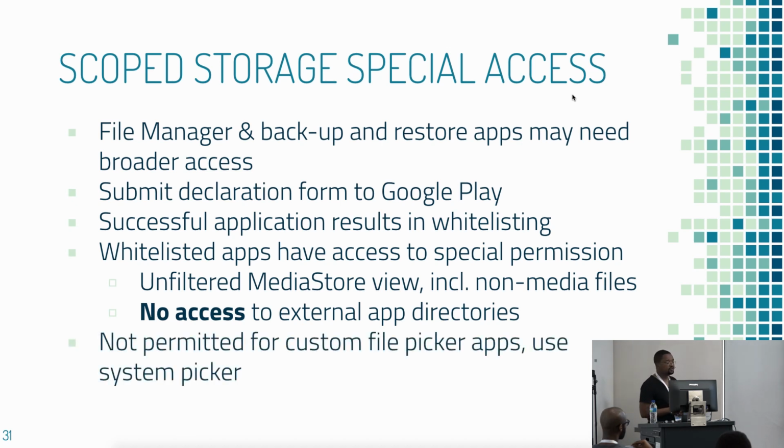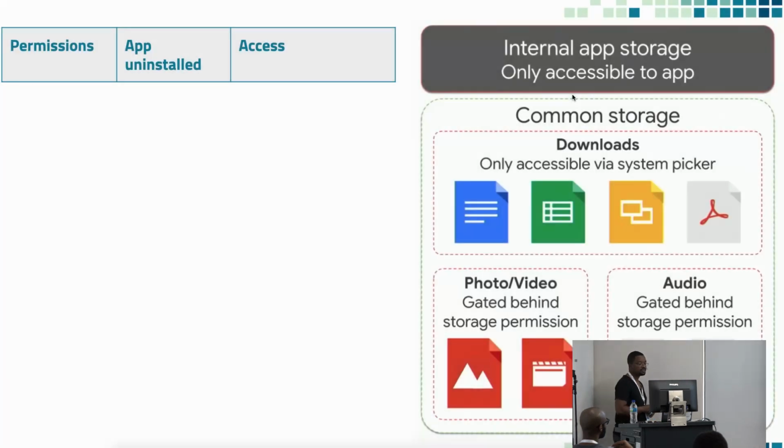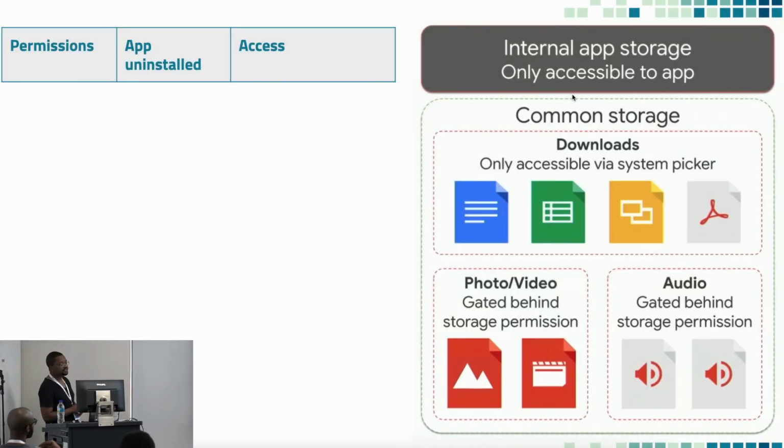And then if you have a custom file picker of any sort, and you submit this declaration to Google Play and say, hey, I would like to have this special access, it will not be permitted, unfortunately. You will need to use the system picker if you want to see files instead of your custom one. So this is how Android 10's storage mechanism will look.